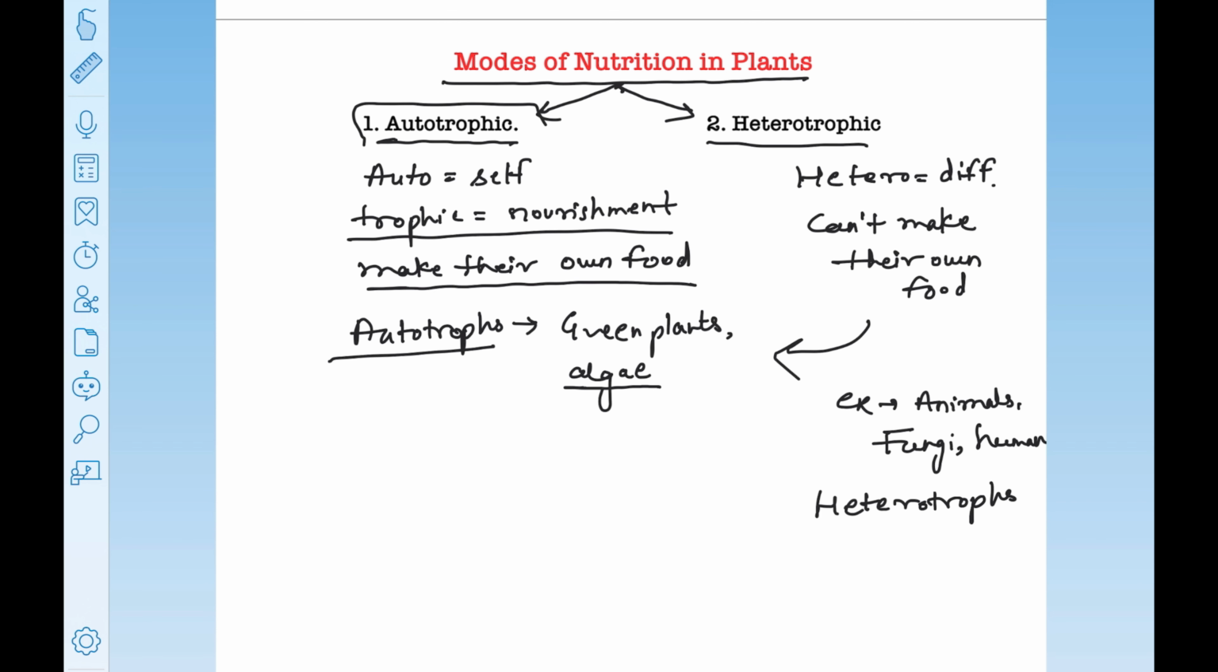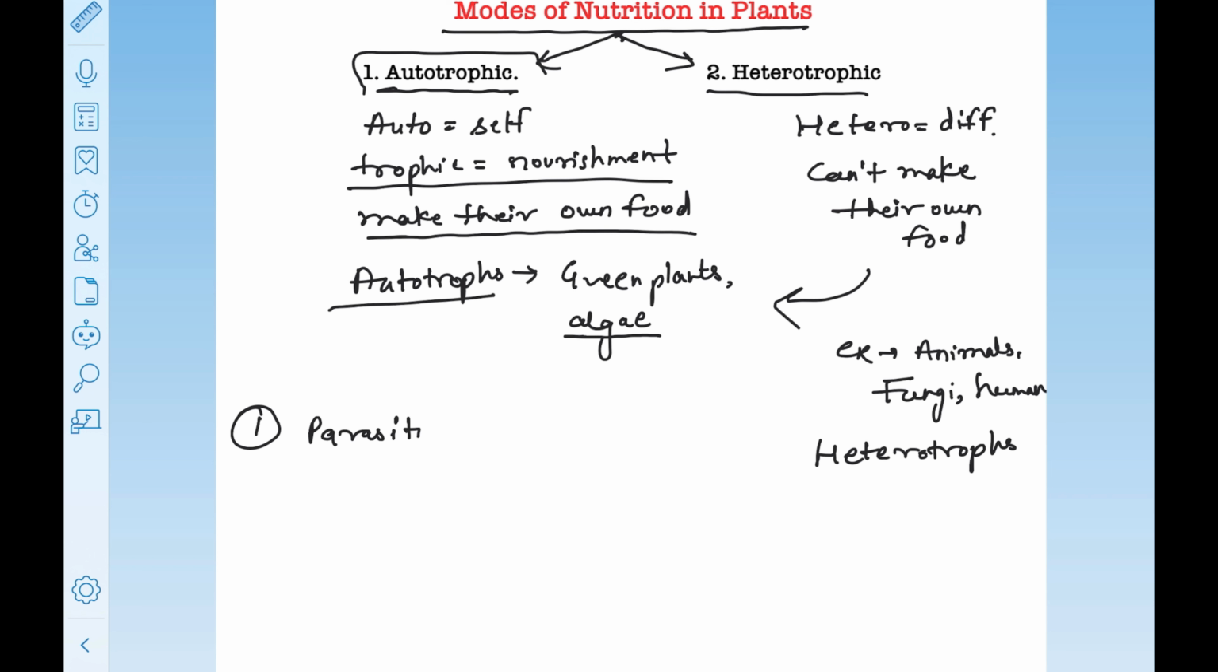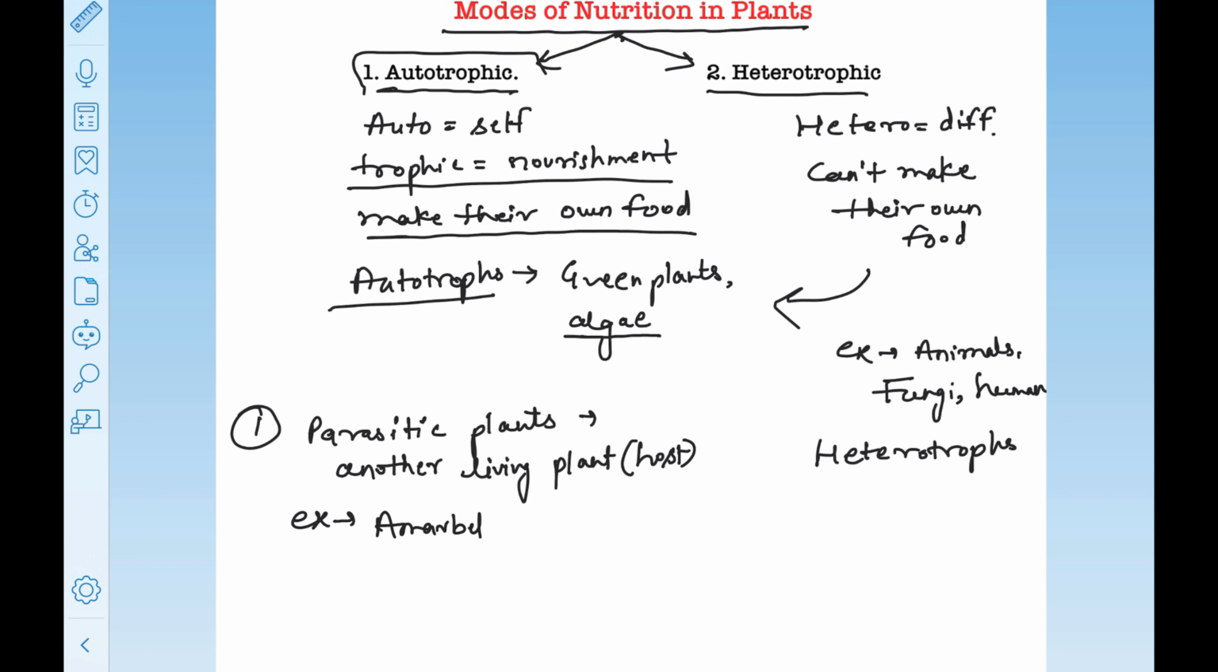So there are mainly 4 types of heterotrophic plants. First one are parasitic plants. What are parasitic plants? That take food from another living plant. Okay, and that is known as host. Example is amarbale. What is amarbale? It is also known as cuscuta. Okay, it is a yellow thread-like plant that grows on other plants.